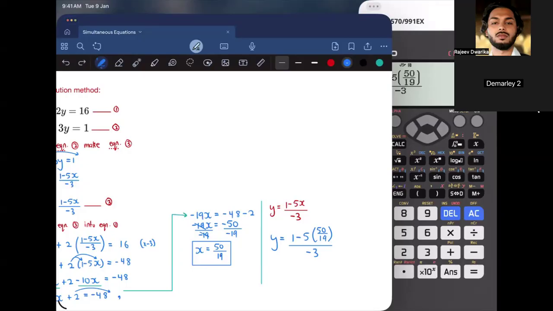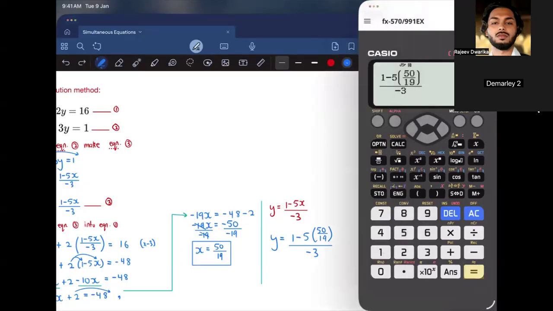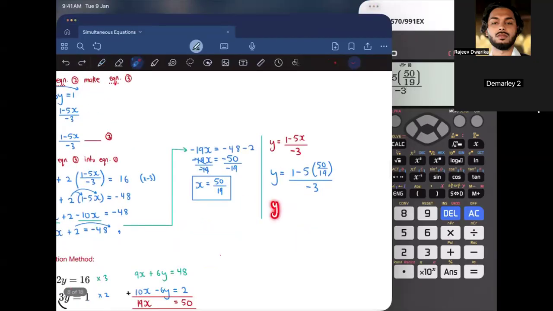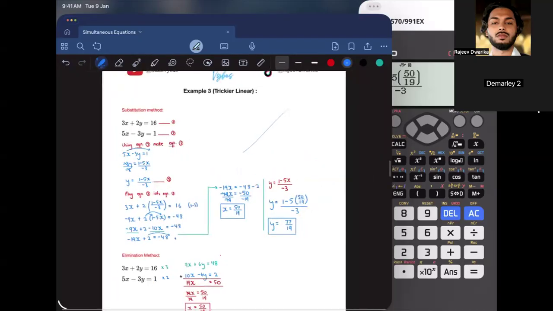When you work it out, you're supposed to get 77 over 19. And that was the same answer we got when we did the other method. So everything is consistent, no confusion. This is the hardest question we did by far, and it will not come harder than this.